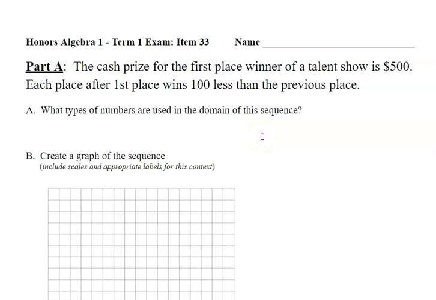It doesn't have to be a talent show. It can be anything. But it does need to create a linear graph. In other words, the points on the graph should line up in a straight line. So choose some kind of context that does that.